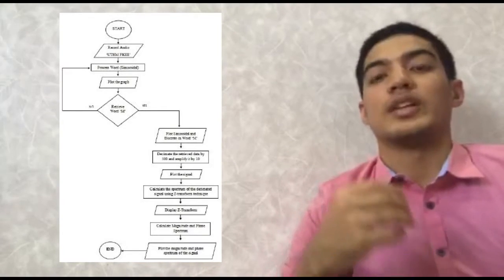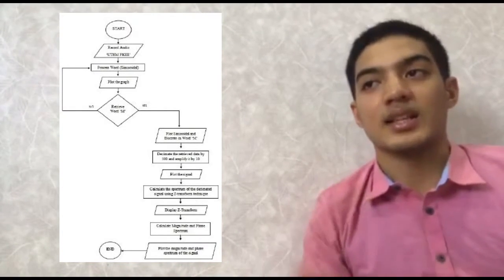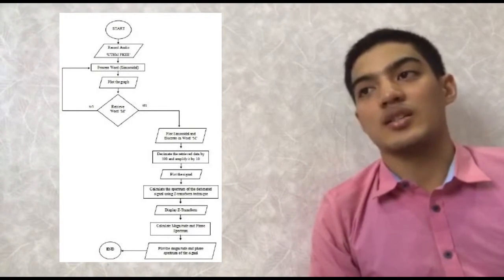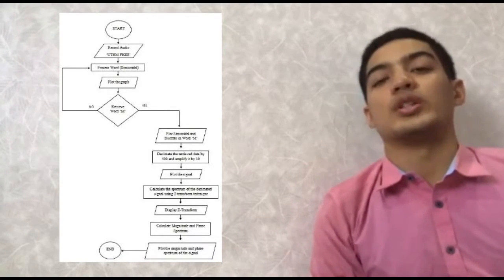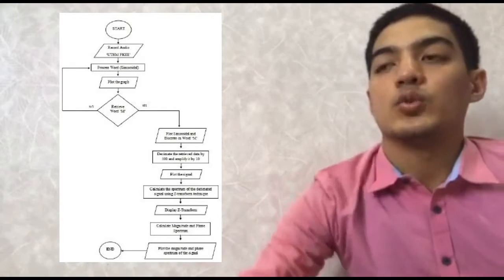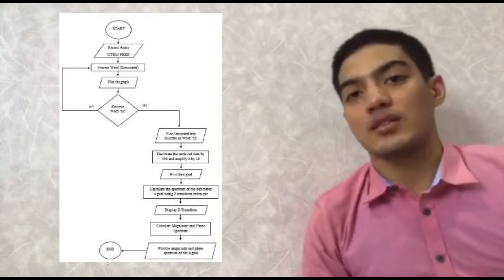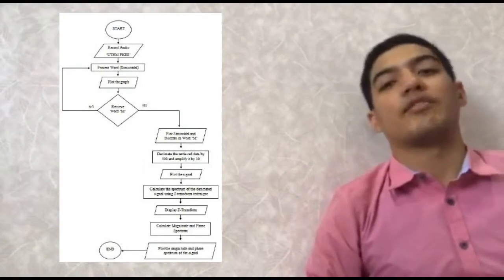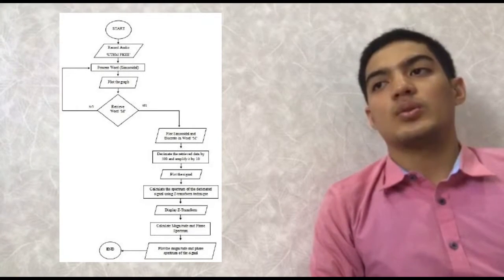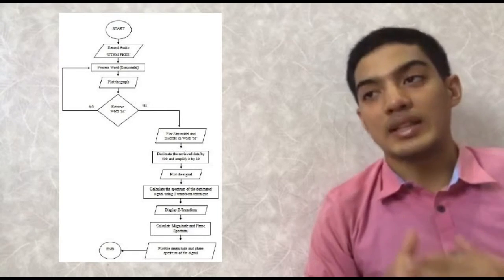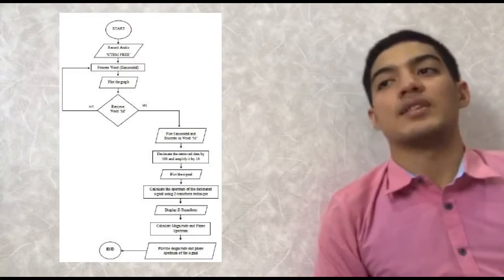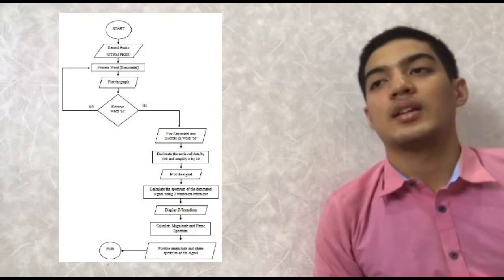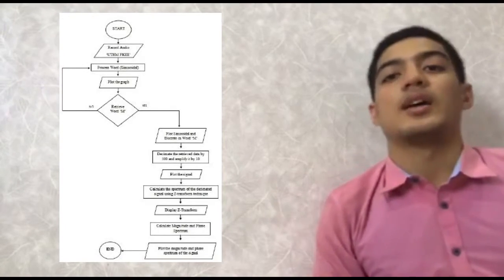Next is the output, where we plot the signal, and we calculate the spectrum of the decimated signal using the Z-transform technique. We go to the process, and then we get the display of the Z-transform in the output plot diagram and calculate the magnitude and phase spectrum. And we go to the last part, where we get the magnitude and phase spectrum of the signal as an output. The last block is the end.